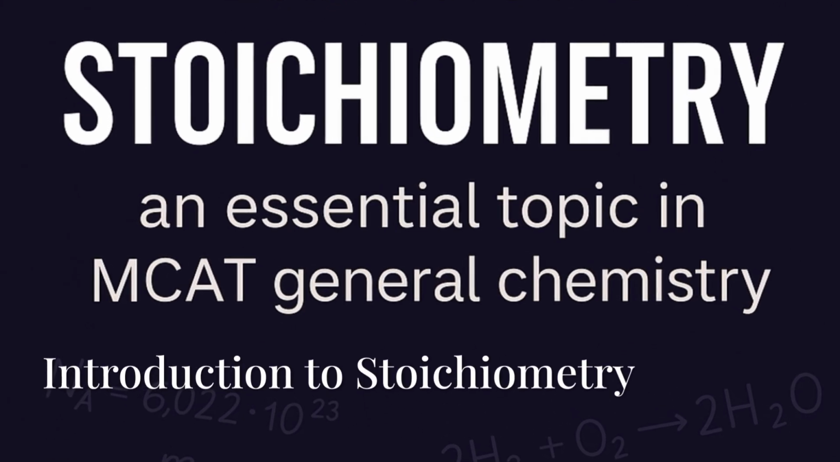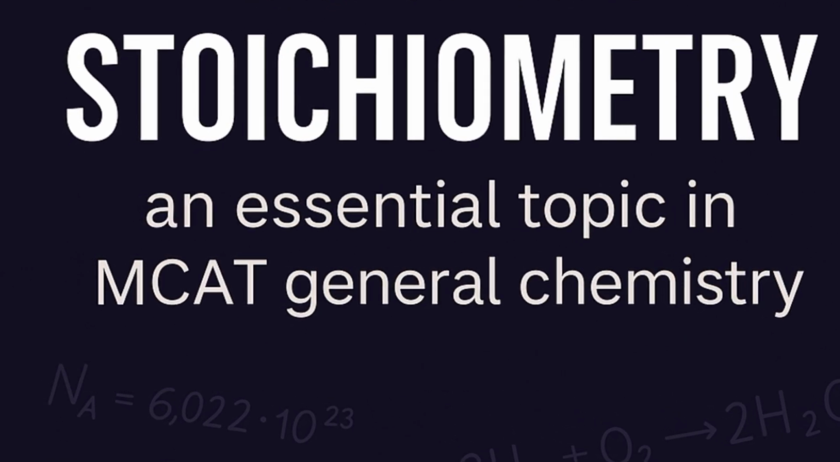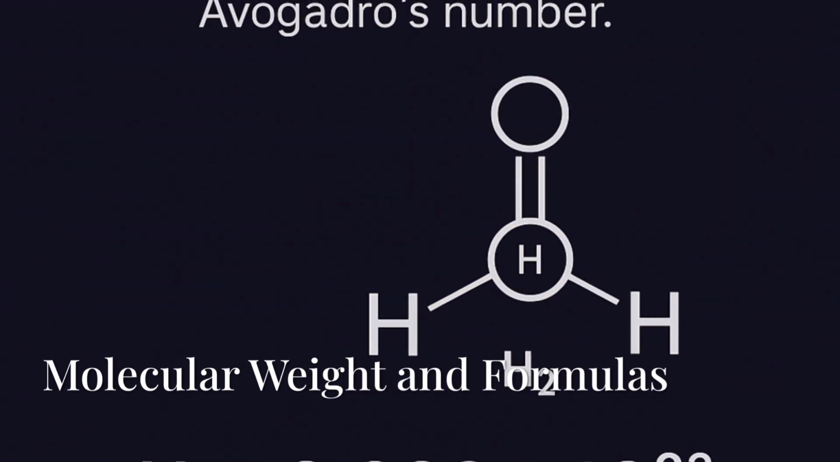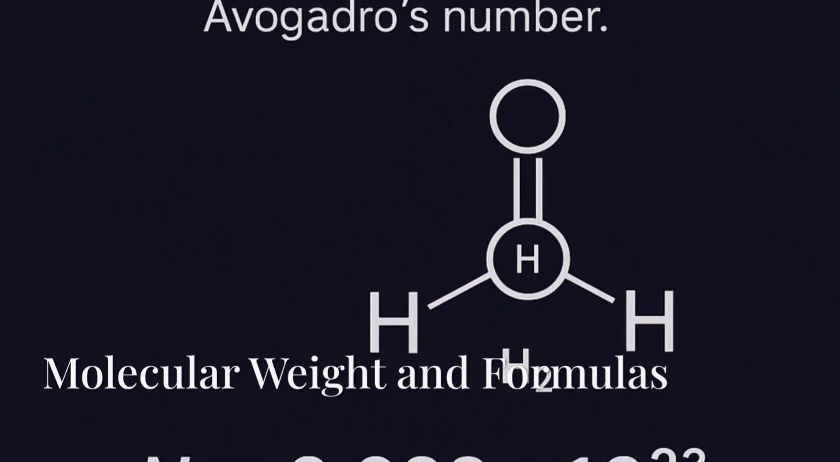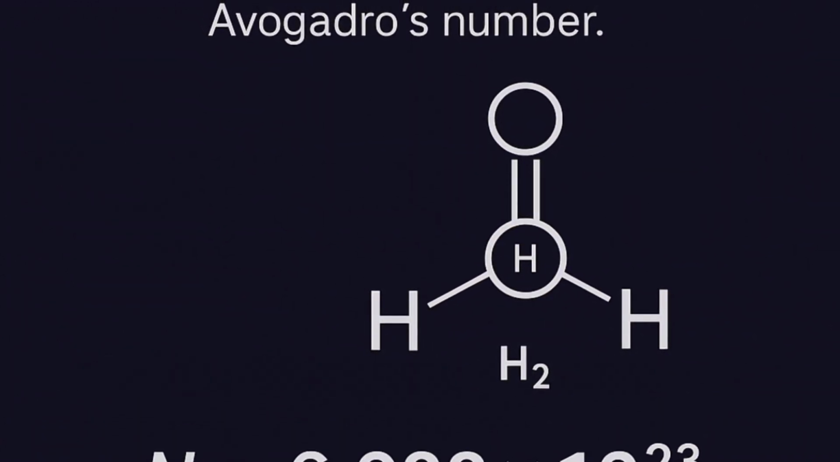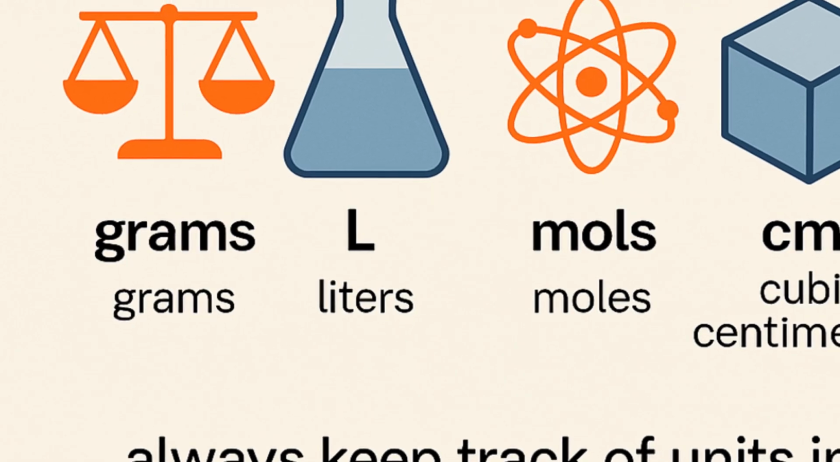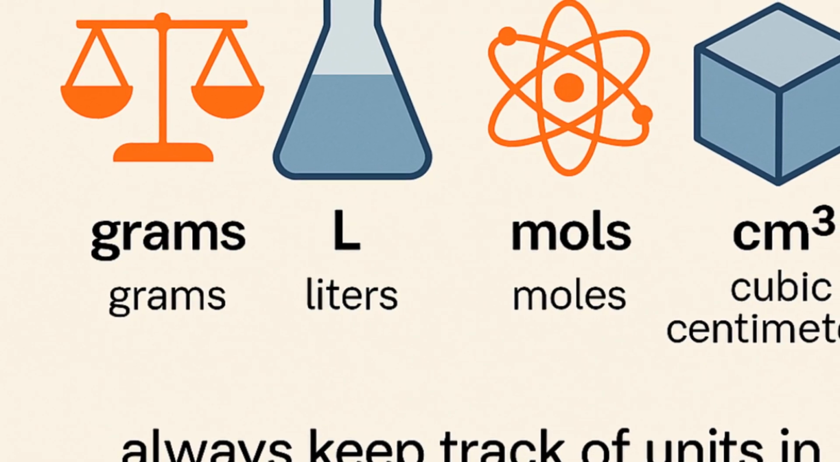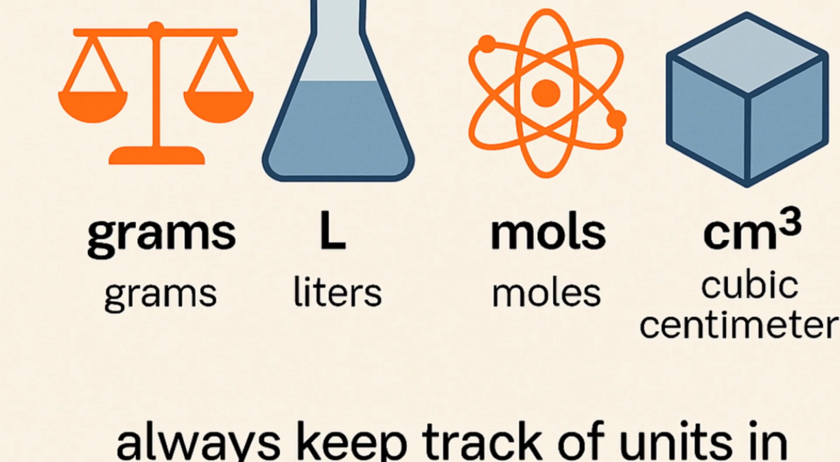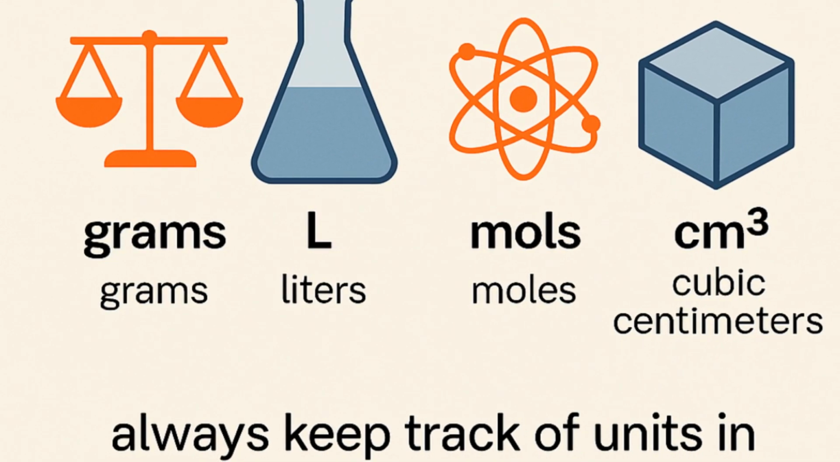Let's review stoichiometry, an essential topic in MCAT general chemistry. Molecular weight is the sum of atomic masses in a molecule measured in grams per mole. It links mass to moles using Avogadro's number, which is 6.022 times 10 to the 23rd particles per mole.